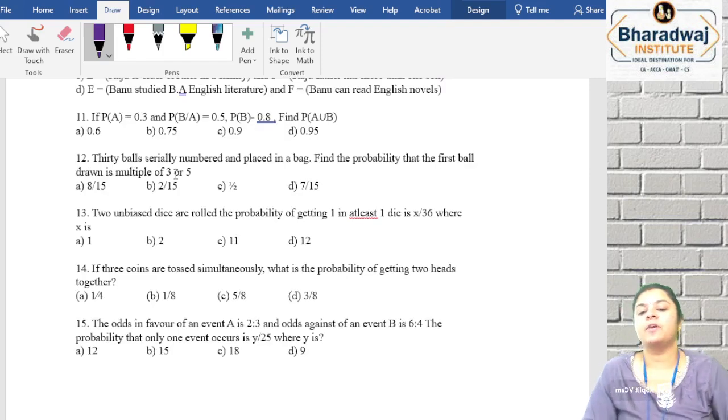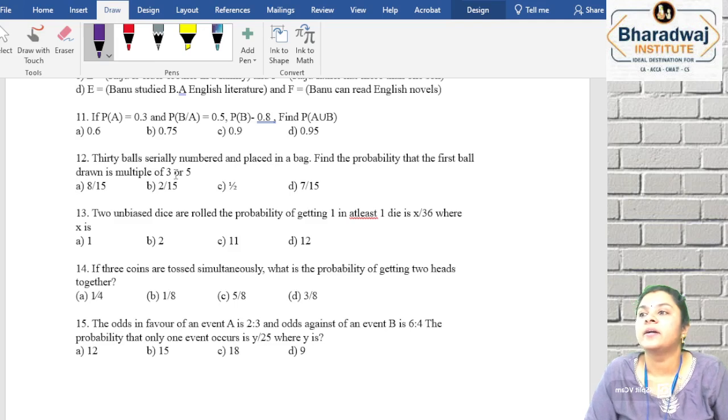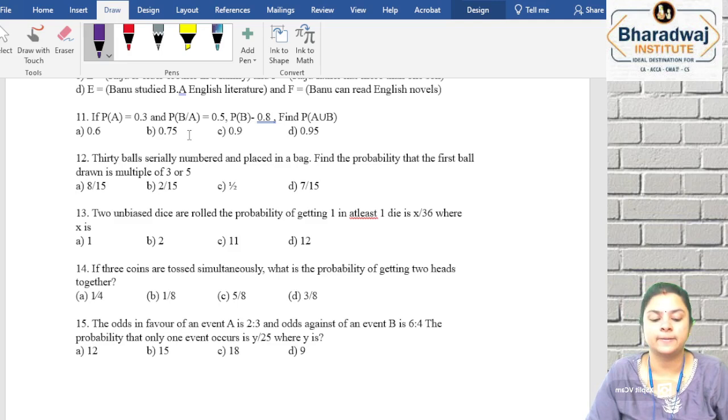11th one. P of A is 0.3, B by A is 0.5, P of B is 0.8. A union B is? For A union B, we need P of A plus P of B minus P of A intersection B. So for A intersection B, you can use which formula? B by A is given to you. So use the B by A formula and find A intersection B. Go ahead, find and give me the answer.